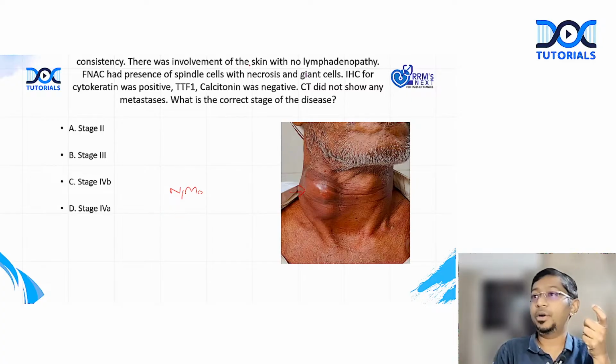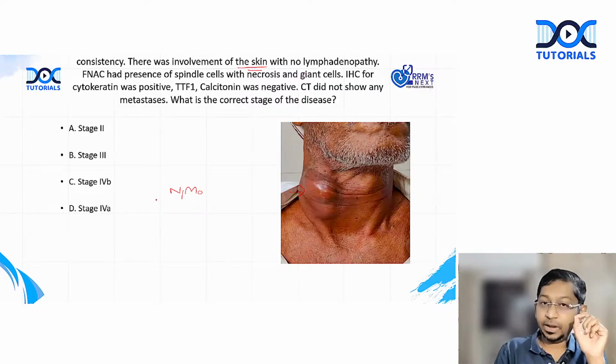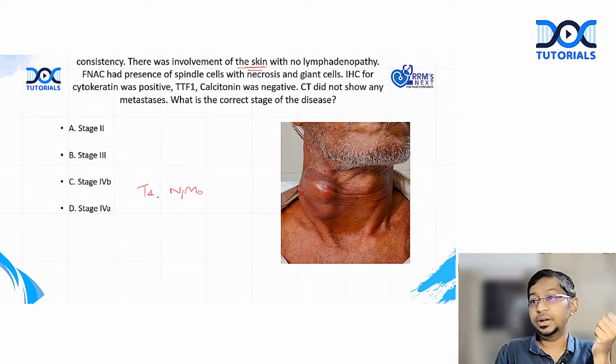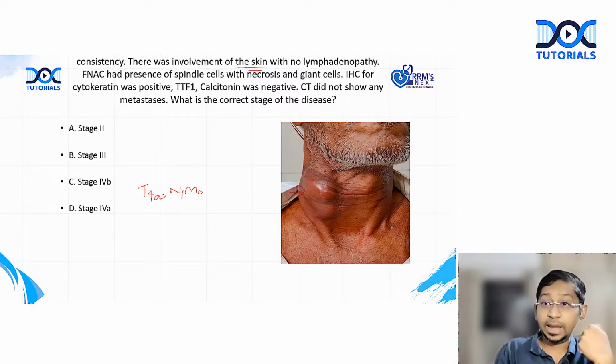However, one important thing is the difference that this involves the skin. So remember, whenever the thyroid cancer involves the skin or the soft tissue, it becomes a T4A disease. Okay? So this is basically a locally advanced thyroid cancer, which is of an anaplastic type. So what is the correct answer here?